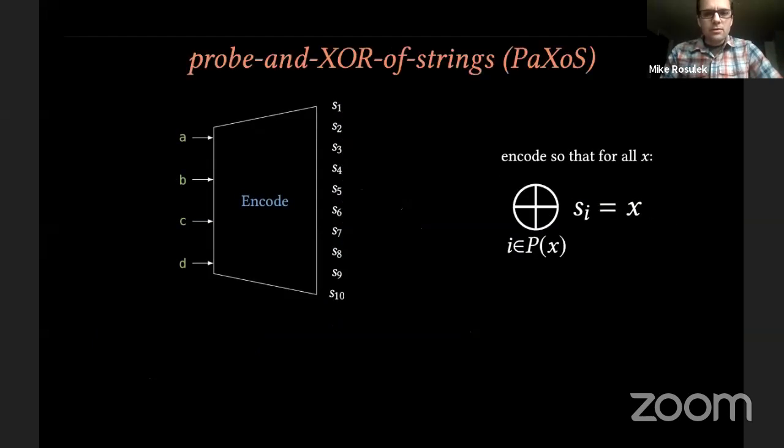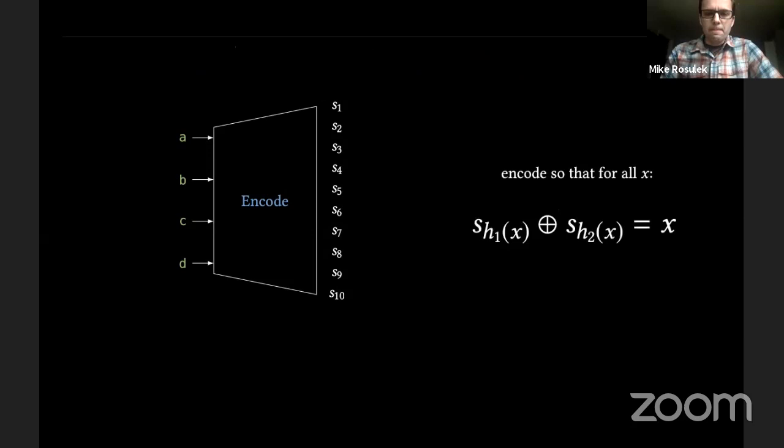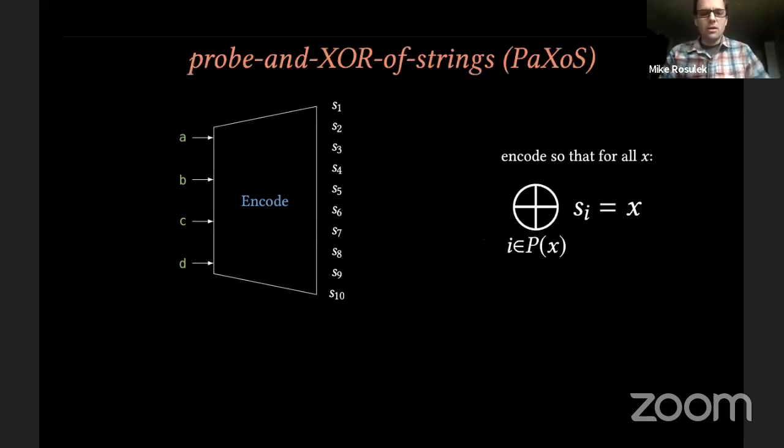I think in the interest of time, I'll skip this, although I'll say that it's not quite what I showed you. What I showed you was that Alice secret shares an item into two positions in this vector. That doesn't quite work. We need to allow Alice to secret share the item into several positions in the vector, and that's what we call this probe and XOR of strings data structure. Any data structure with this property plugs right into the protocol that I showed you.